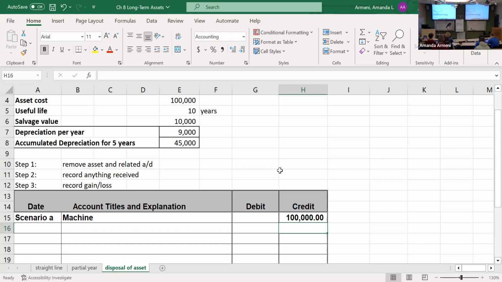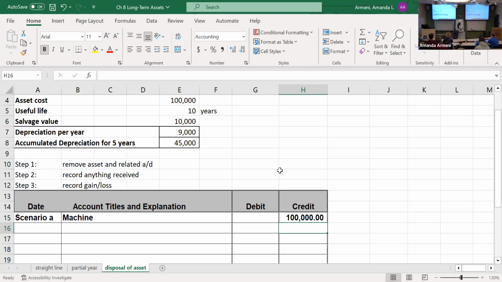We think about this in terms of a T account. I'm running out of room. Our machine was 100K. We just made that entry in our journal. Now it's 0. That's what we want. We're not using it anymore. Get it off your accounting records. Are you with me? Now, what about accumulated depreciation?